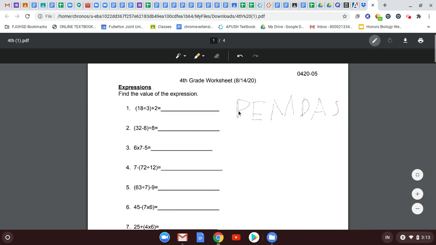So first, we would do the numbers inside of parentheses first. So say for this one, 18 divided by 3. That's in the parentheses, so we do that one first. 18 divided by 3 is 6. And then we go into exponents. You guys don't need to worry about exponents yet.